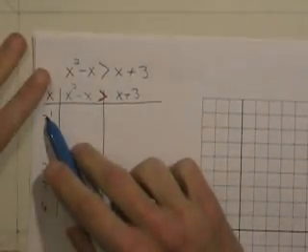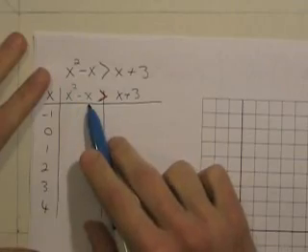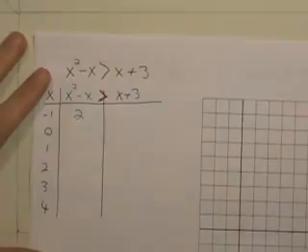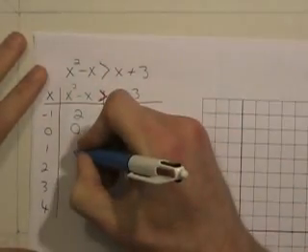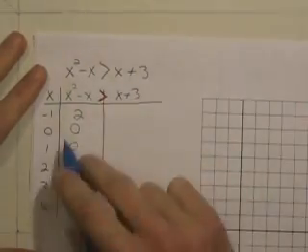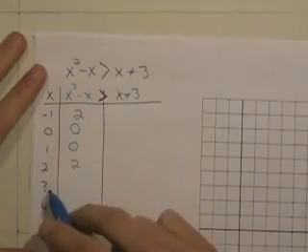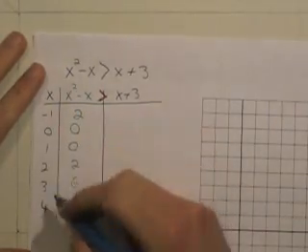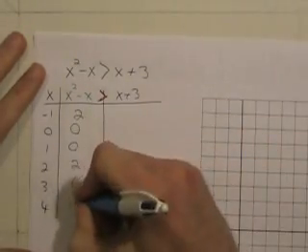If I plug in minus 1, I get minus 1 squared is 1. Minus 1 is 2. Right. If I plug in 0, I get 0. If I plug in 1, I get 0. Right, 1 minus 1. If I plug in 2, I get 4 minus 2 is 2. If I plug in 3, I get 9 minus 3 is 6. And we're getting crazy here, but 4 squared is 16, minus 4 is 12.